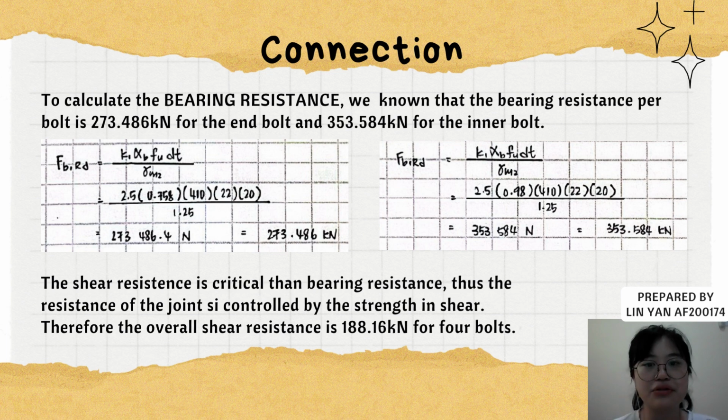Then we proceed to the bearing resistance. After calculating the bearing resistance, we know that the bearing resistance for the end bolt is 273.486 kilonewton per bolt, and for the inner bolt is 353.584 kilonewton per bolt. By comparing the shear resistance and bearing resistance, we can conclude that the shear resistance is much more critical, thus the joint is controlled by the strength in shear. The overall shear resistance is 188.16 kilonewton for 4 bolts.